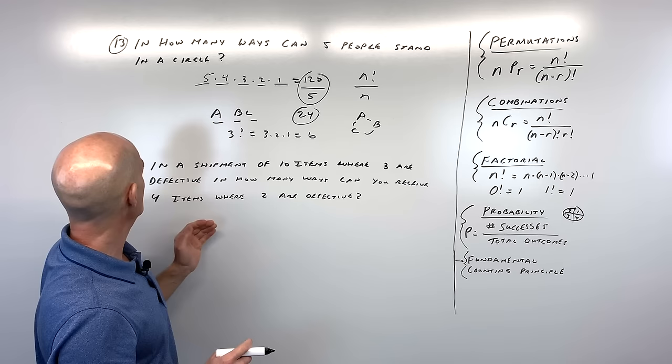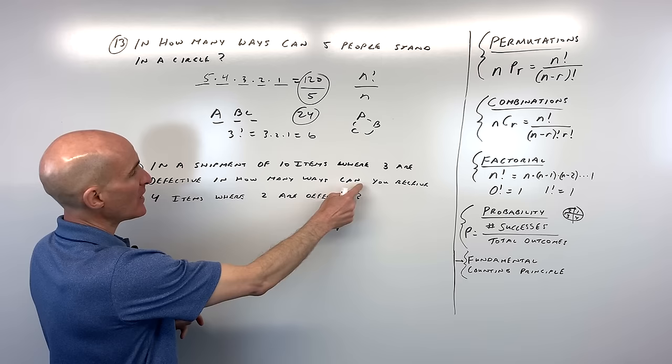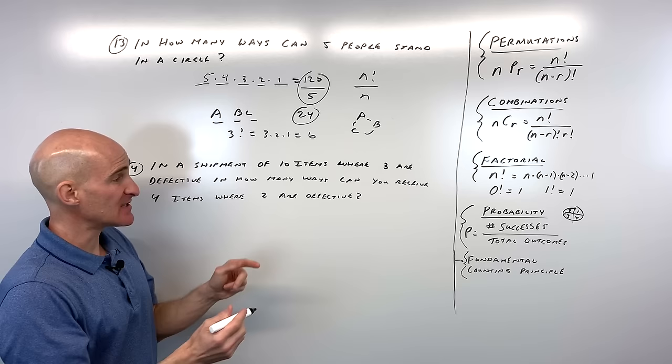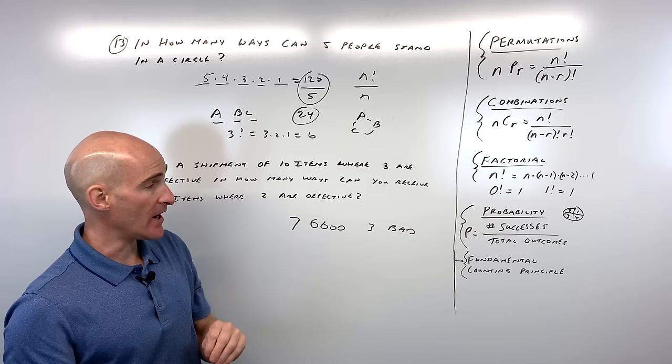So let's look at number 14 here. It says, in a shipment of 10 items where 3 are defective, in how many ways can you receive 4 items where 2 are defective? Okay, so this one's a little bit challenging in the sense that there's 10 items, three are defective. I'm just going to say three are bad, so that means that seven are good. So let's say seven good, three are bad, but you're trying to receive the shipment where you're going to get four items, right? You want to find out how many ways there are to get two defective, or two bad. That means that two are good.